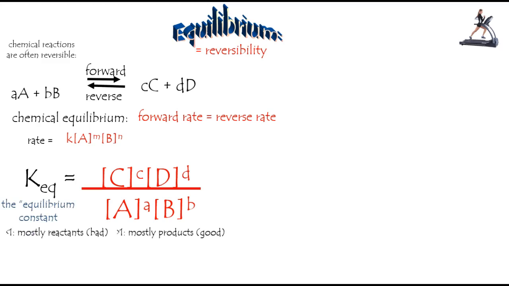This is the equilibrium constant. And yeah, low number might be bad, you're just not getting anywhere. Big number might be good. There's not a whole lot of reversing going on. We need to only consider those things that can reverse.